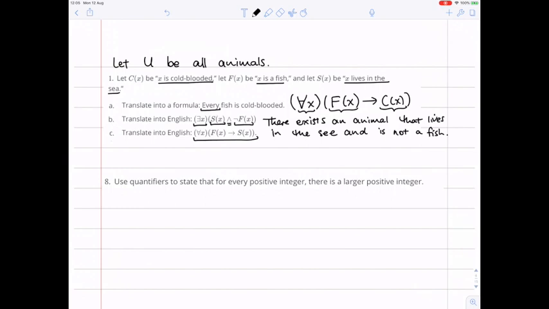If we want to check this, our first bit says, for all animals, and the next bit says, if the animal is a fish, then it lives in the sea.